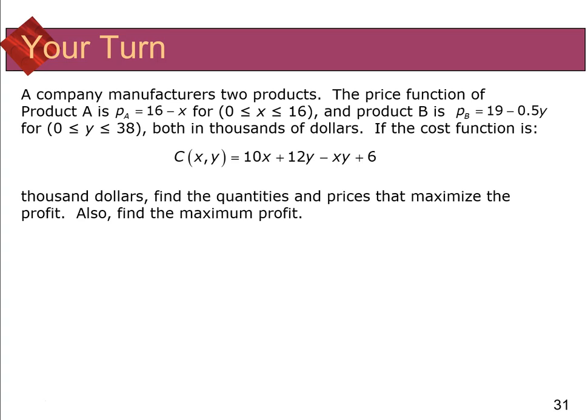The cost function is C of xy equaling 10x plus 12y minus xy plus 6, in thousands of dollars. They want you to find the quantities and prices that maximize the profit and also tell me what the maximum profit is. So answer this question, using all the work, and fill in the blanks in this statement to answer the question completely.